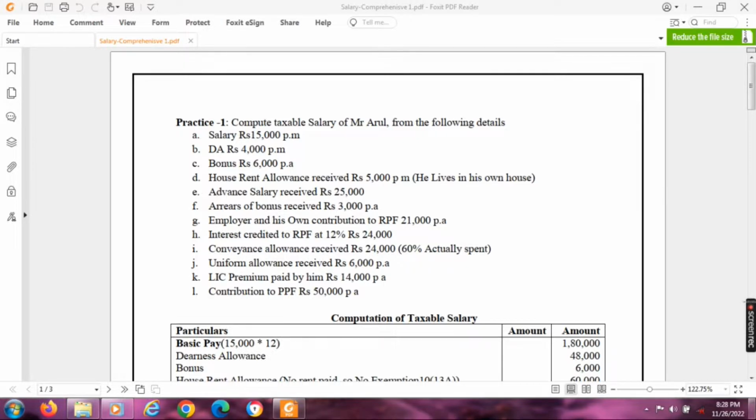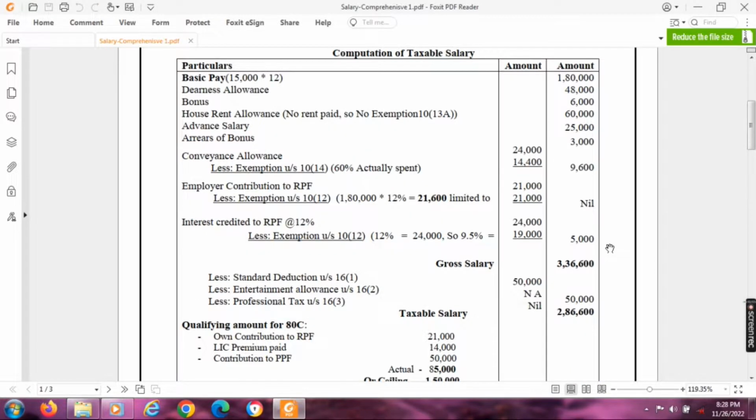interest credit to RPF at the rate of 12%, rupees 24,000, conveyance allowance received 24,000, 60% actually spent, uniform allowance received 6,000, LIC premium contribution. These are the full information. So in this we have to apply the standard procedure. So first we have to compute the basic part.